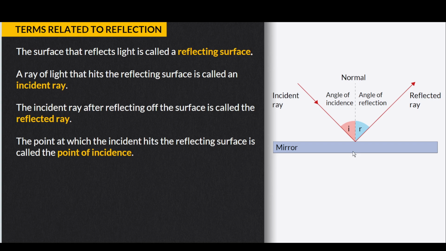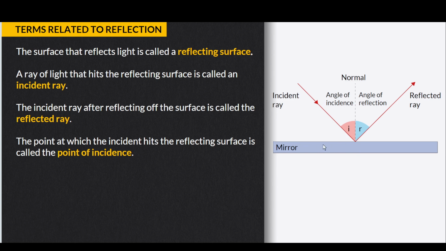So these are the terms related to reflection. The surface that reflects light is called the reflecting surface. Any surface, for example, a mirror. A ray of light that hits the reflecting surface is called the incident ray. You can see this light arrow is showing that it is hitting this mirror. So this is called the incident ray, the one which is falling or hitting the object.